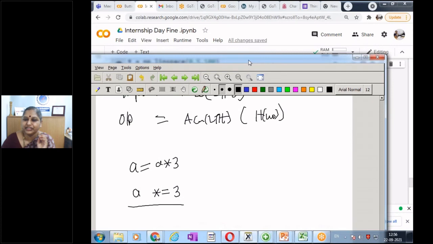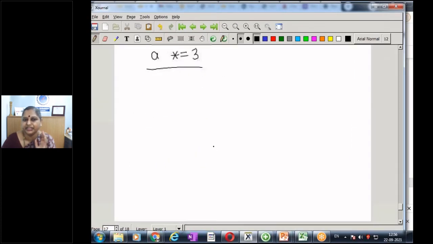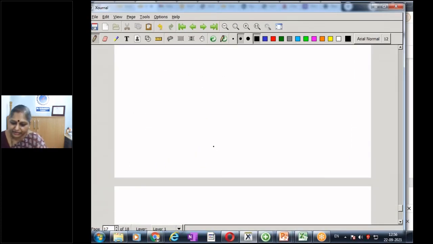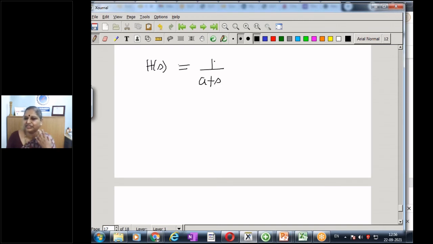Any other part? Now see, there is something very beautiful that we are seeing. We have taken a transfer function h of s. We have taken s plus a as the transfer function.